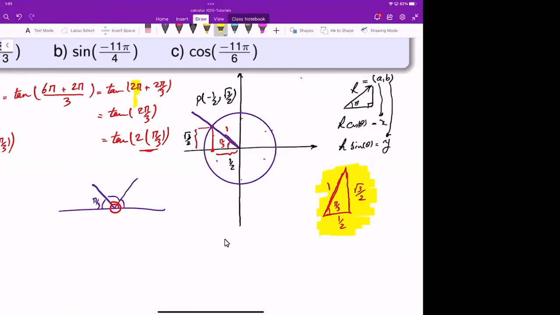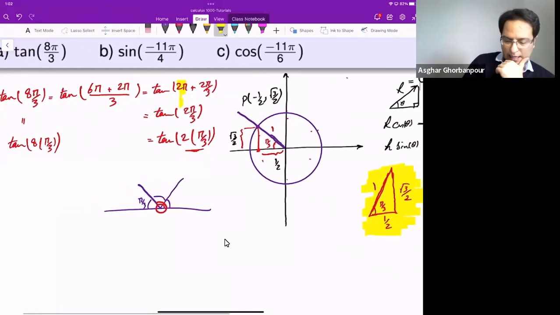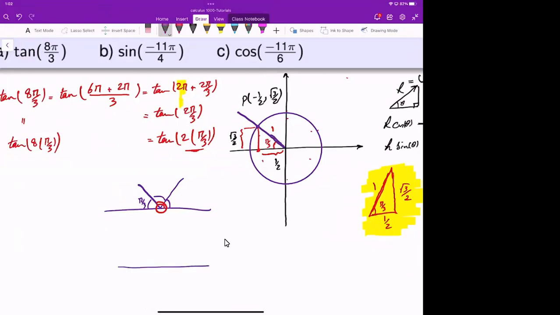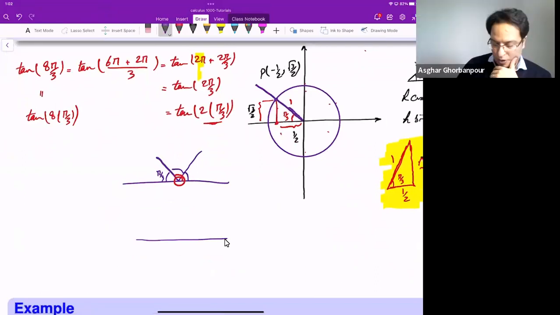Alexandra? I was just wondering why you drew the diagram in the second quadrant instead of the third quadrant where tan 8 pi over 3 would actually be, because then it doesn't take into account the CAST rule. Wait a minute. So let's do it again. You're claiming that it will be in the third one? Okay, 8 pi over 3. Is it okay?